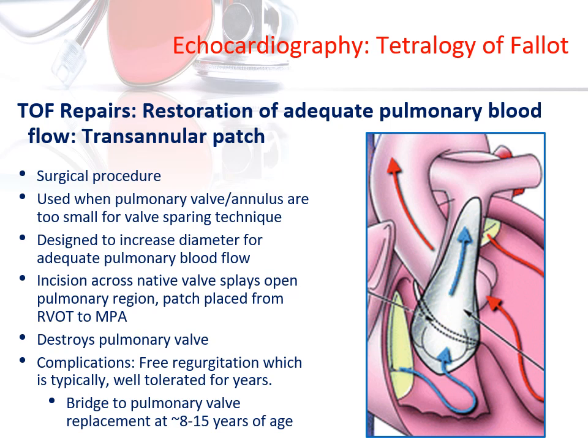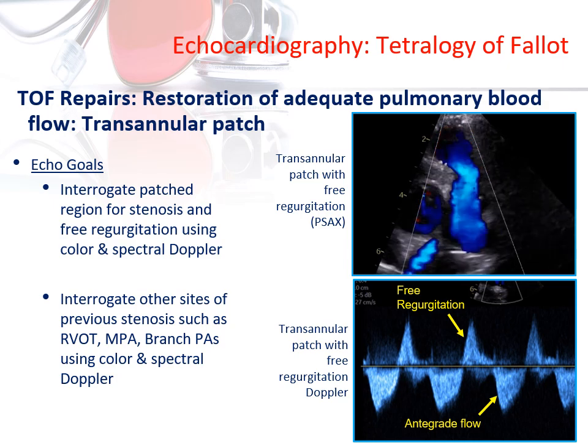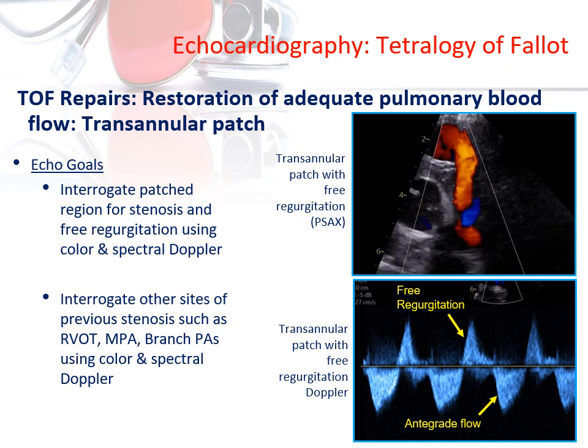So some of the complications for this can be free regurgitation, which is typically well tolerated for years and can often be a bridge to a pulmonary valve replacement around 8 to 15 years of life. Echo goals here, you want to interrogate the patch region for stenosis and free regurgitation using color and spectral Doppler. You want to interrogate other sites of previous stenosis, such as the RVOT, MPA, branch PAs, using color and spectral Doppler.